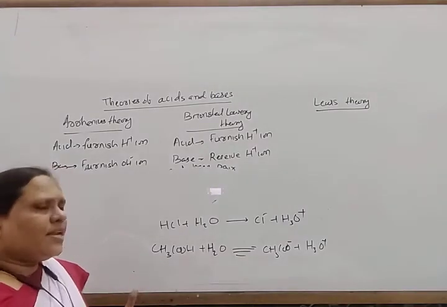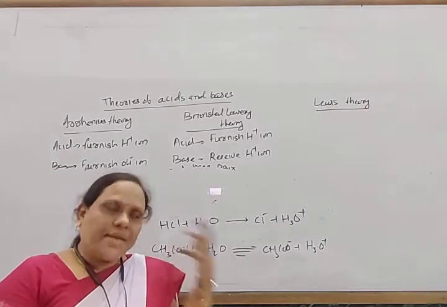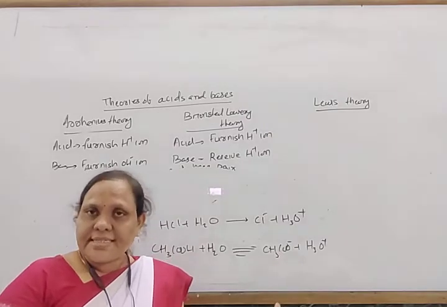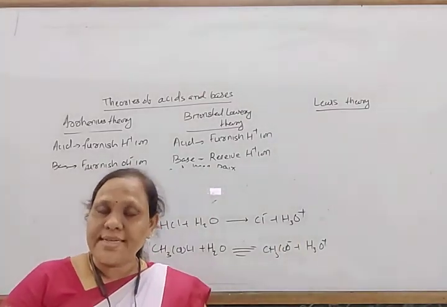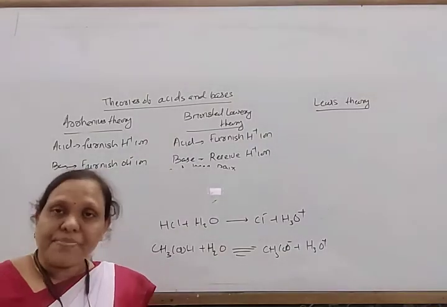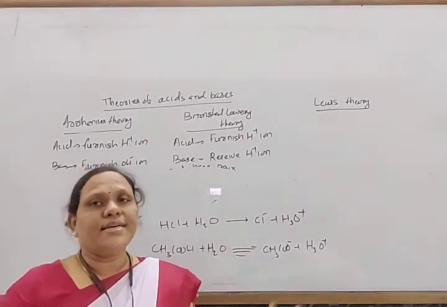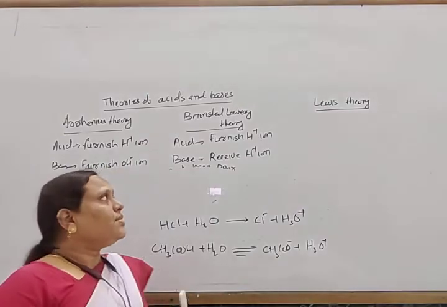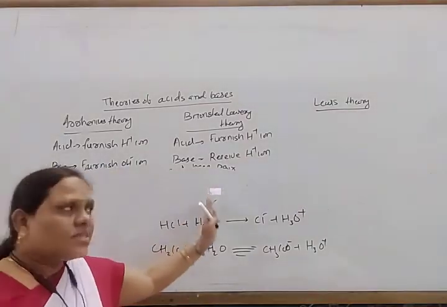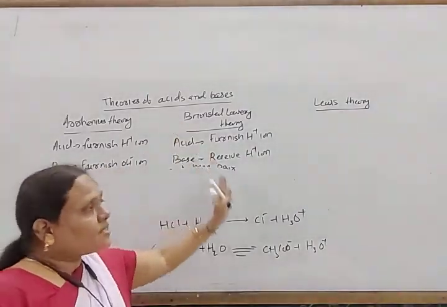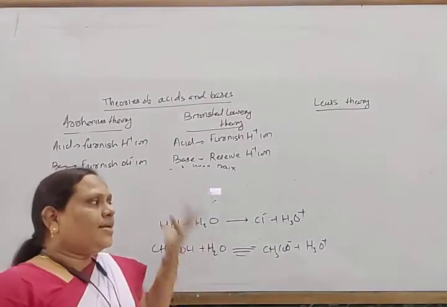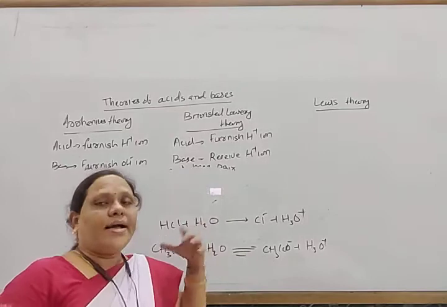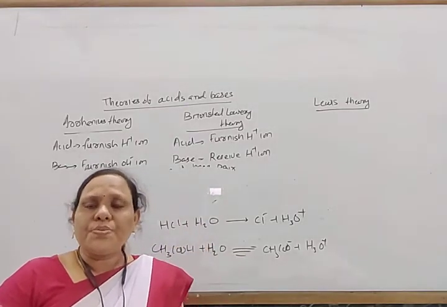Okay, and similarly for a base, there is also a conjugate acid. For a strong base there is a weak conjugate acid, and for a weak base there is a strong conjugate acid. Okay, so in this way you can determine. But there are some limitations in this Bronsted theory. What are the limitations? Again, it only deals with H plus ion, the proton donor, proton receiver.